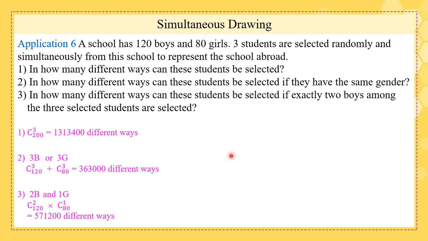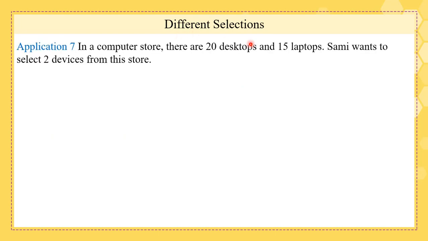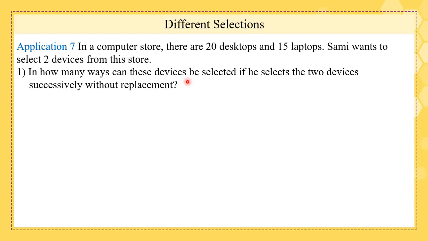You see here in a simultaneous drawing, we don't have any order. Now let's see a question containing different selections. In a computer store, there are 20 desktops and 15 laptops. Sammy wants to select 2 devices from this store. So Sammy wants to choose 2 out of 35 devices. In how many different ways can these devices be selected if Sammy selects the 2 devices successively without replacement? So we are in the first case. Try to think about the answer.